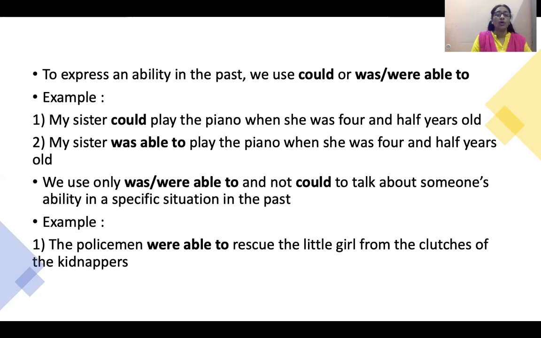We use only was able to or were able to and not could to talk about someone's ability in a specific situation in the past. Example, the policemen were able to rescue the little girl from the clutches of the kidnappers. Here, we cannot use could instead of were able to. We can use only were able to. Why do we use were able to? Because the policemen is plural.